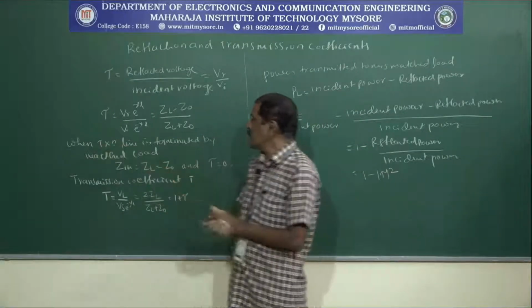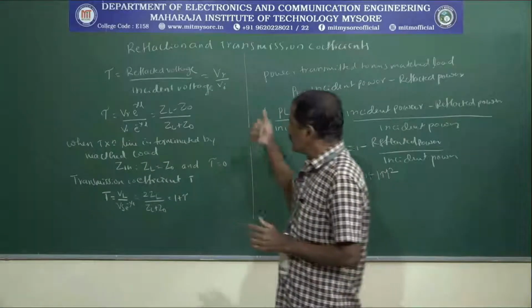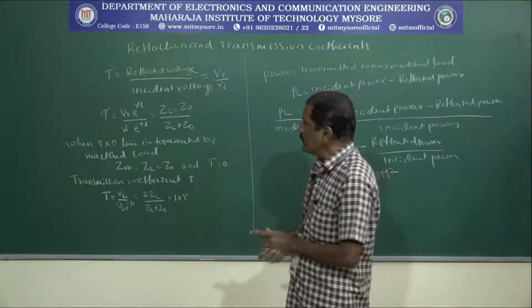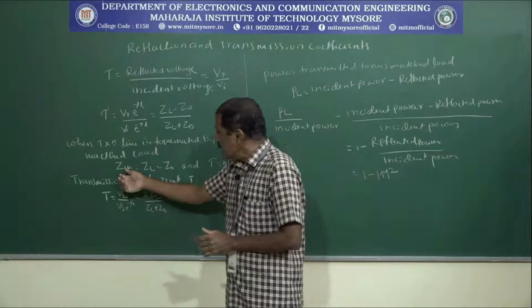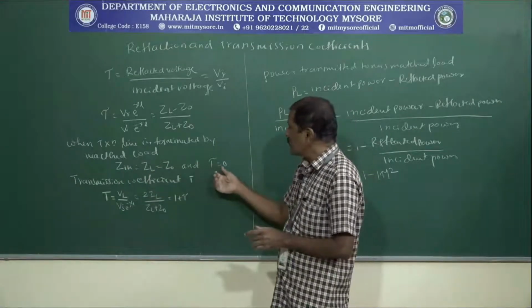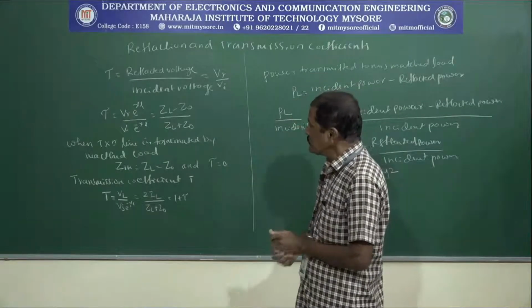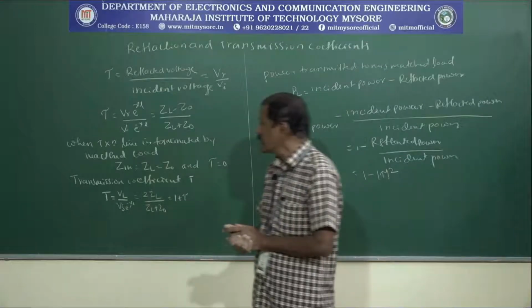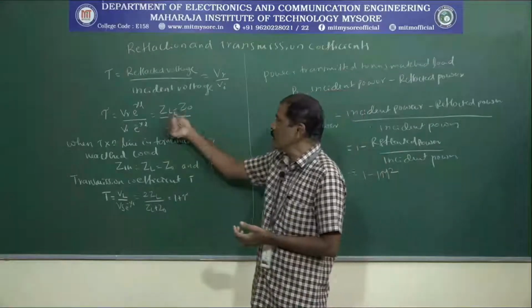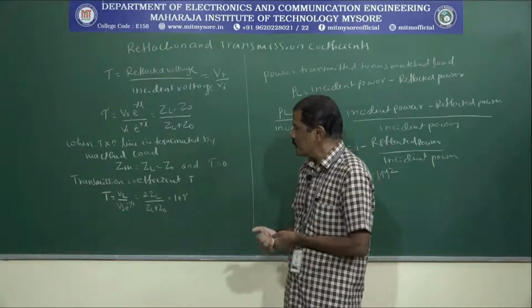Now, when the transmission line is terminated by a matched load, that is, ZL is equal to Z0, in that particular case Zin equals ZL equals Z0, and at that time the reflection coefficient becomes equal to zero. That is, when a line is terminated by a matched load, when your load impedance matches the characteristic impedance, then the reflection coefficient is going to be 0.